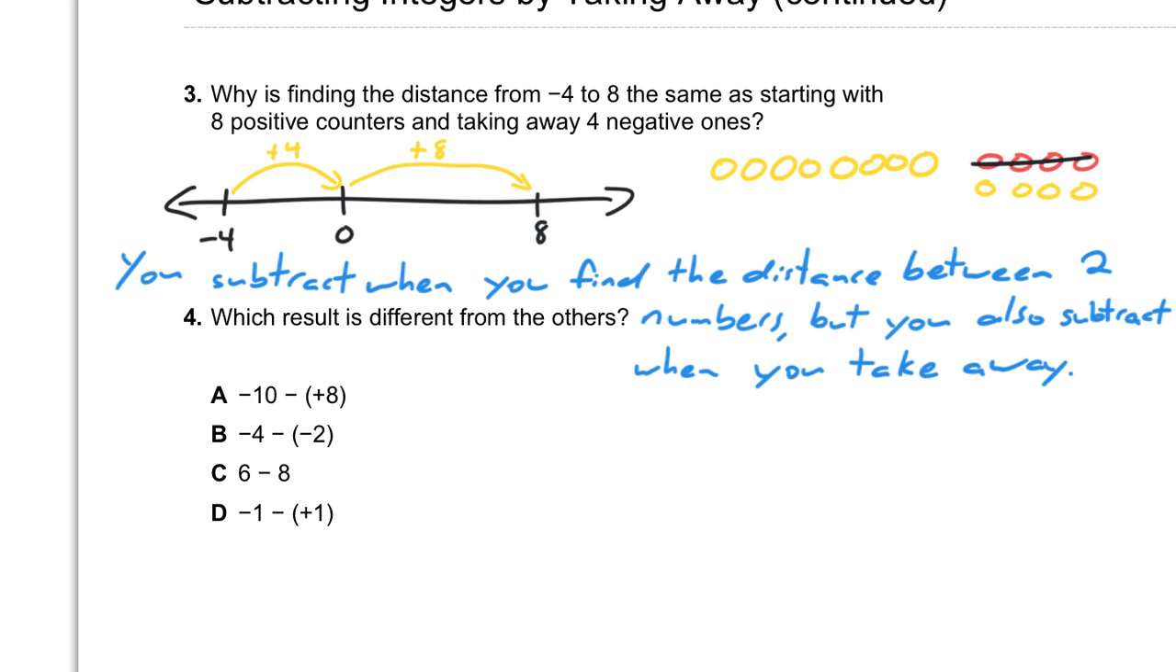All right, finally, we've got which result is different from the others. Well, let's see, we can do this. -10 minus 8, that's going to be -18. -4 minus -2, remember that's like adding, so -4 plus 2 is going to be -2. 6 minus 8 is also going to be -2, and -1 minus another 1 is going to be -2. So we can see our answer is A.